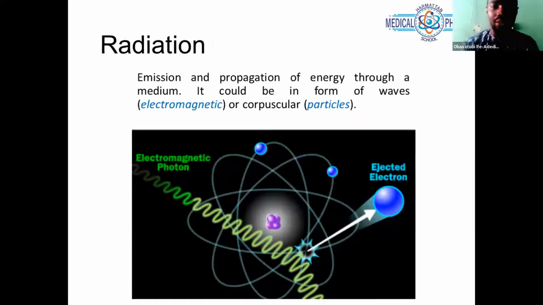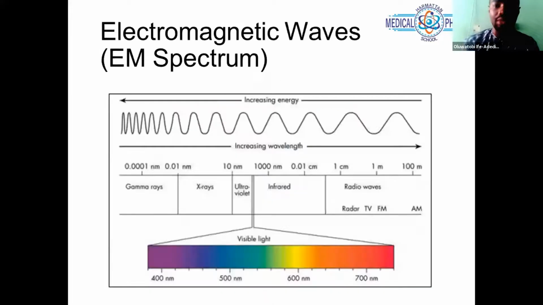So what then is radiation? Radiation is the emission and propagation of energy through a medium. So once we have energy transmitting through the material medium, then we refer to that propagating energy as radiation. And this radiation could be in two forms. It could be in form of waves or particles. So when we're looking at radiation in form of waves, we're looking at electromagnetic radiation. And then for the particulate radiation, we're looking at what we refer to as corpuscular radiation.